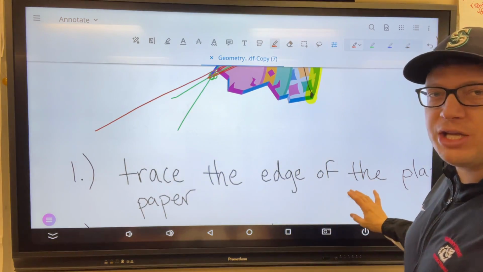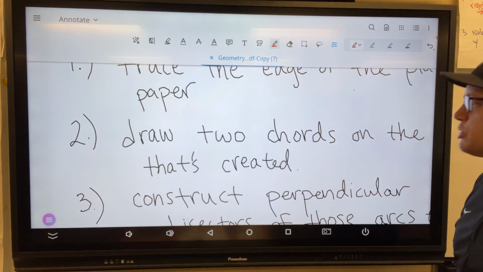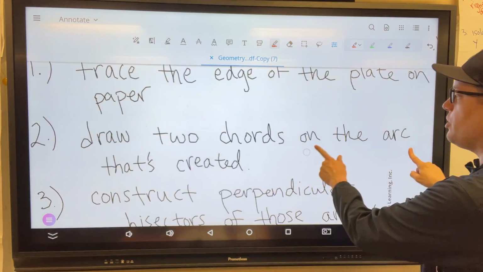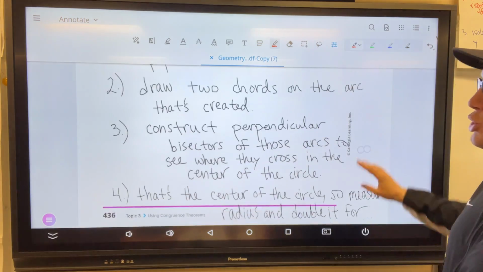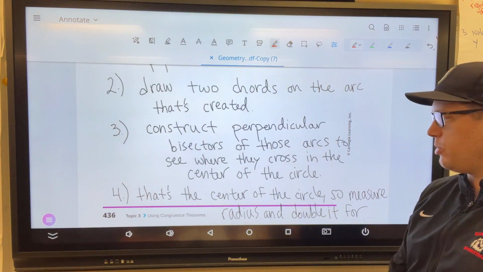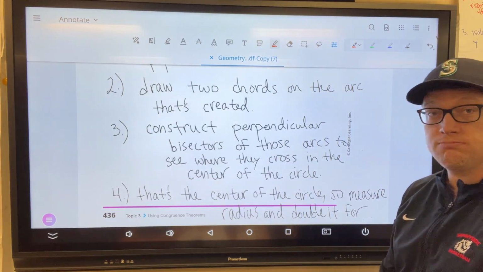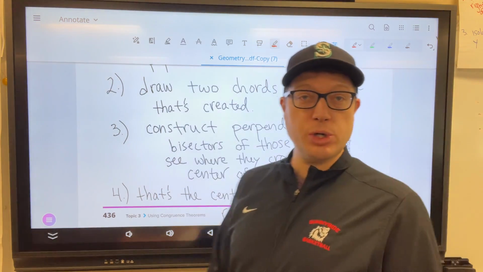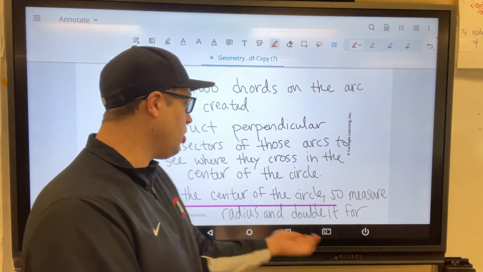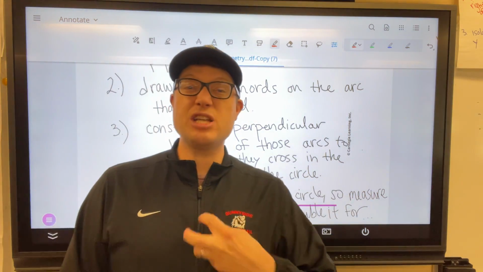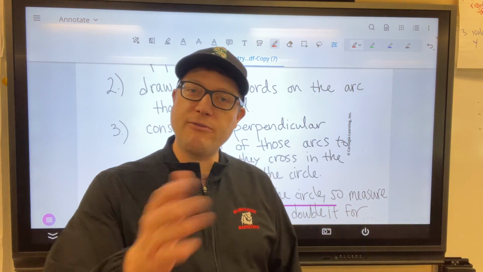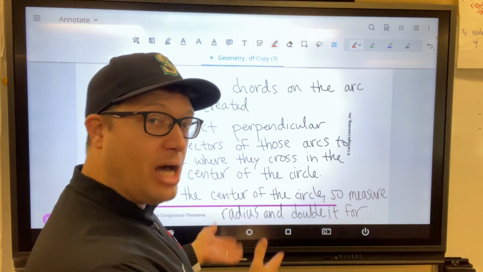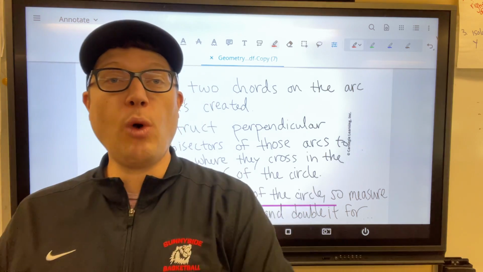Number 1, trace the edge of the plate on the paper. Number 2, draw two chords on the paper from what was created, on the arc that was created. Number 3, construct perpendicular bisectors of those chords to see where they cross in the center of the circle. And then that's the center of the circle. So you just measure from the center of the circle to the edge of the plate, the edge of the arc that was created, and you have the radius, and then you double it because diameter is double of the radius.